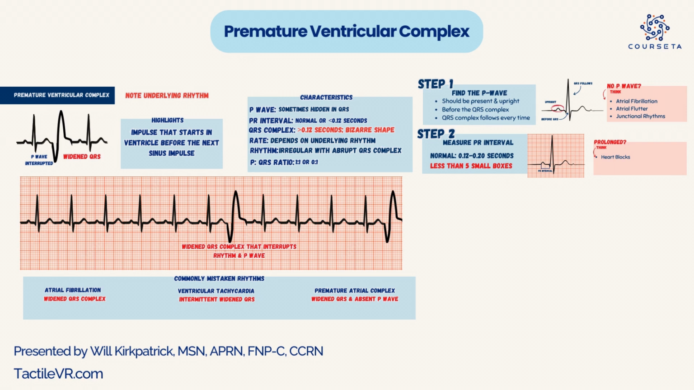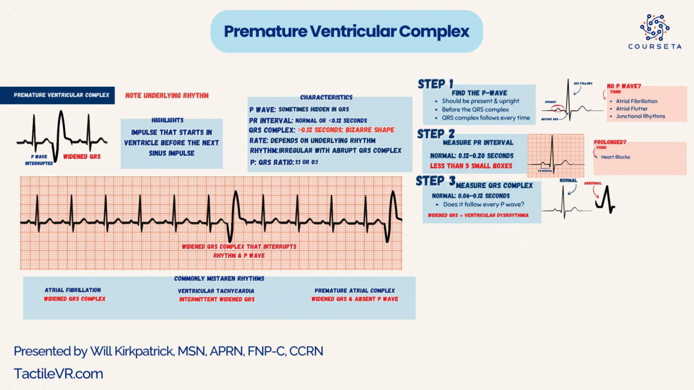Next, moving on to step number 3, measuring the QRS complex. As you remember from earlier in this course, the QRS complex is going to be telling us if it's a ventricular rhythm or not. So we're in ventricular rhythms now. What does it mean? If you have a widened QRS complex anywhere in your rhythm, you can narrow your options down to ventricular rhythms. The characteristic once again is a random and spontaneous widened QRS complex that interrupts the rhythm and the P wave that's coming up next.